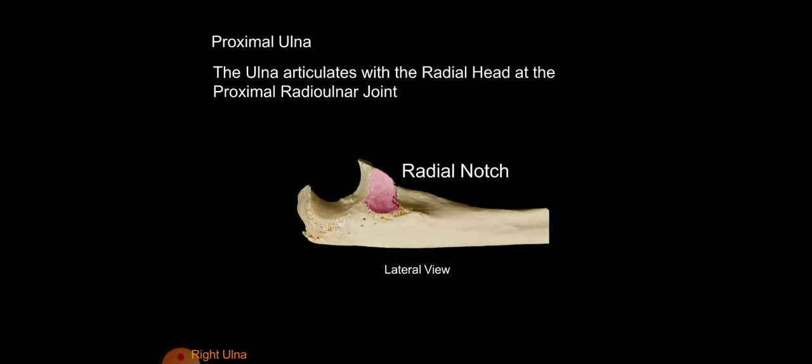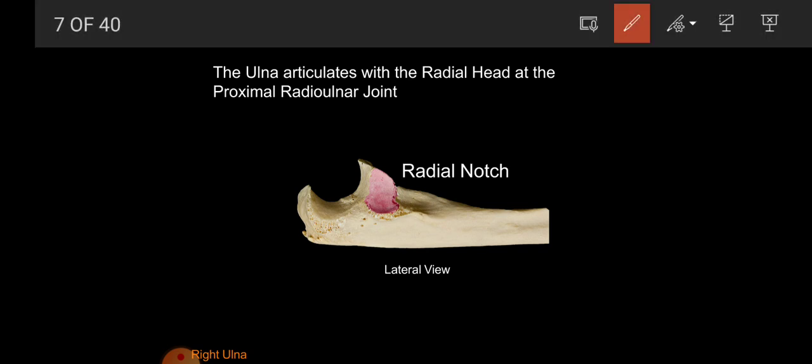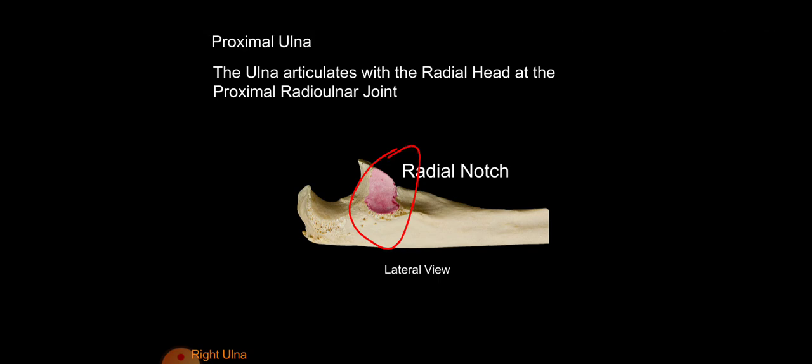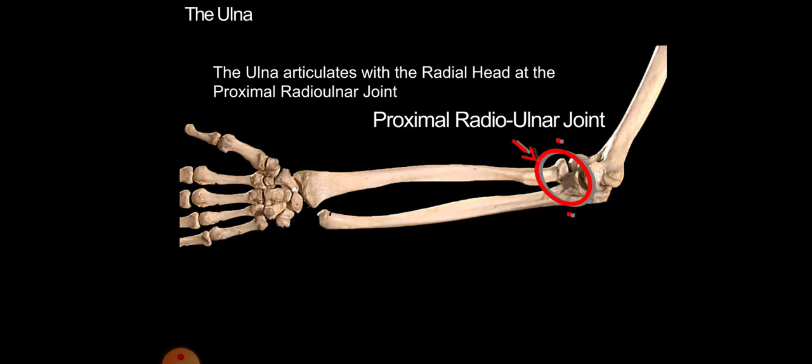Now at the proximal end we have two notches. First is the radial notch. So this area which is highlighted, this is the radial notch. Why is it known as radial notch? Because here the head of the radius articulates and forms superior radioulnar joint, that is proximal radioulnar joint. So this is the radial notch. Here we can see the articulation of the head of radius with the radial notch and formation of proximal radioulnar joint.